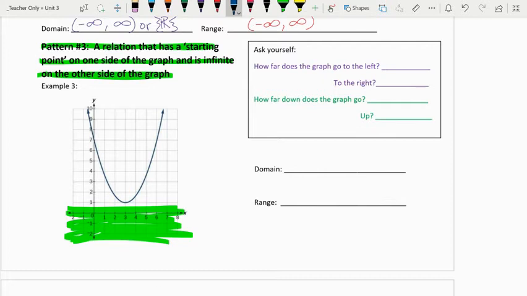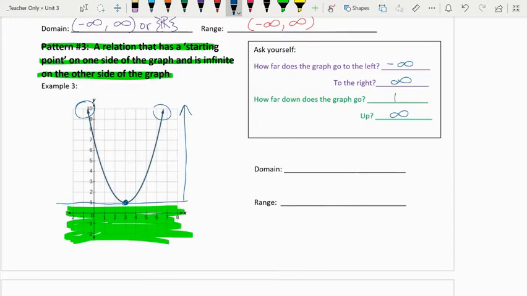How far left does it go? Well, it's going to keep going left, so that's -infinity. Then how far right? It's going to keep going to the right. It's going to take a long time, but it's just going to keep going and going. So that's +infinity. How far down does the graph go? This is where I realized, okay, this is my stopping point. So it goes to 1. And from 1, it's going to go on forever up, which is infinity.